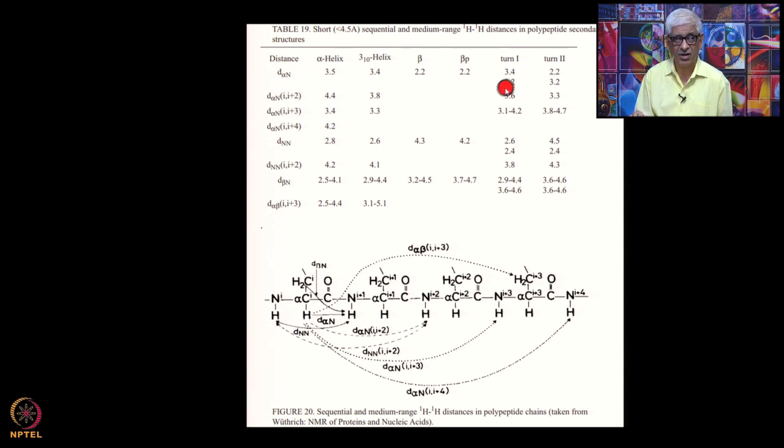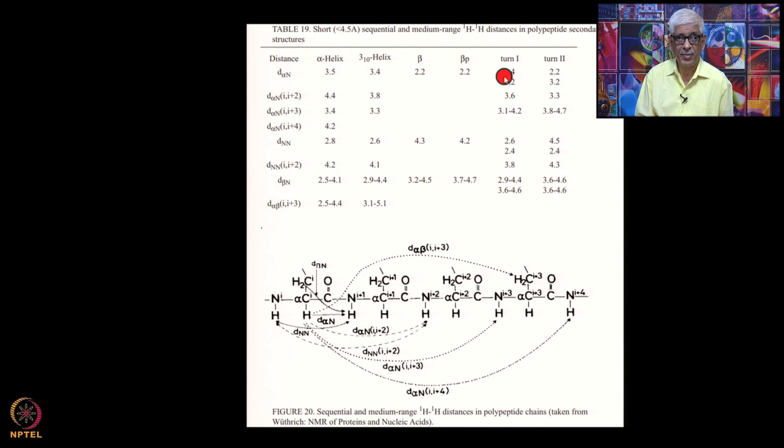Now, if you have a turn, we also come across turns, and there you will have these distances 3.4, 3.2, 3.6, 3.1, all of these are observable. And this is a very interesting distance, you have this 2.6 or 2.4, that is the nn distance. So, the nn distance is present in the turn. This is very similar to the helical regions, but it is not present in the case of the beta sheet. In the helical region you will find this, and you will also see this in the turn.